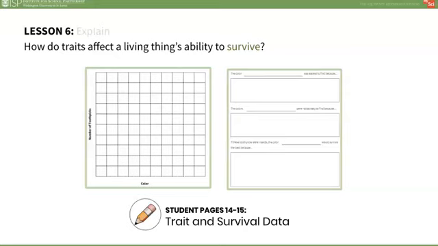They should think about these questions when they write on student page 15. What colors were easy to find? Why? What colors were not easy to find? Why? If these were real insects, which color insect would survive?